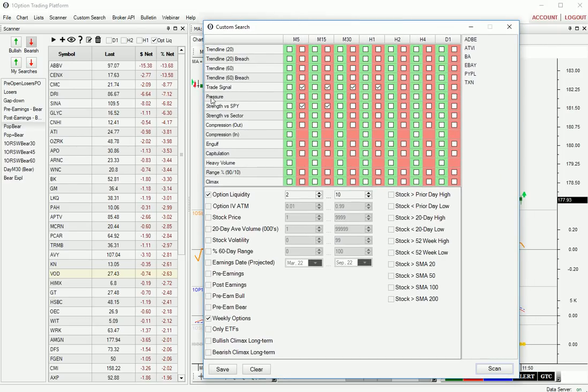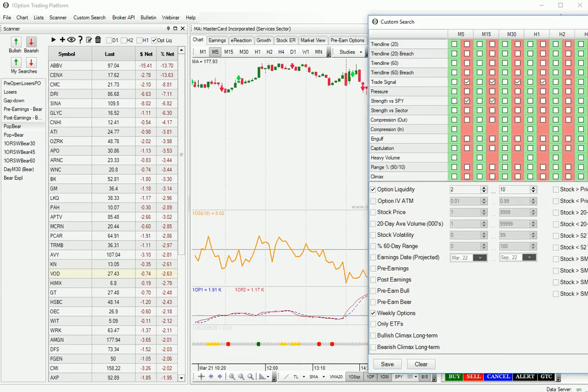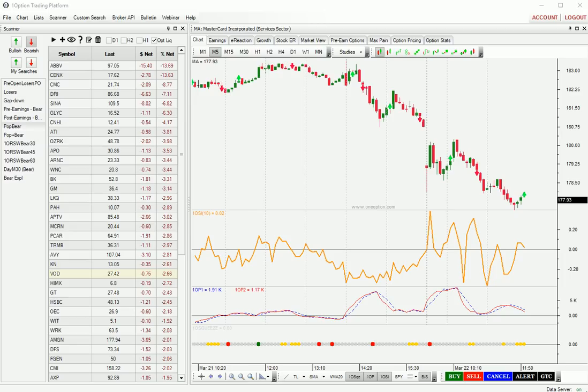So we know the stock is on a negative trade signal. We also know the stock has been weak relative to the S&P, and here are our stocks. Some of these we've seen. Take another look.